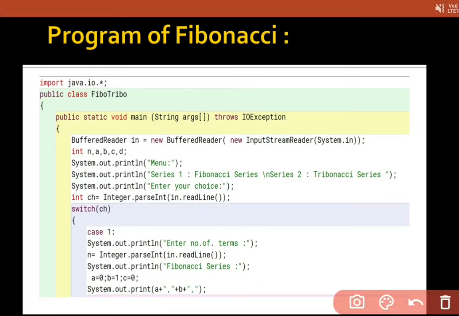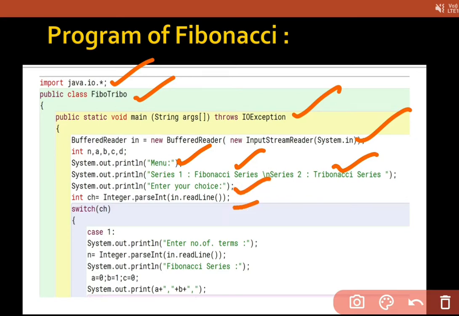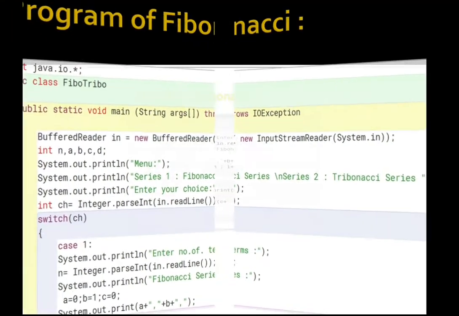The same thing I am doing here, but because it is a user's choice, that's why I am doing it. Fibbo as well as Tribbo I am doing by using user's choice. Throw the exception, input stream reader, menu of first is Fibonacci series, second is Tribonacci series. User's choice. Here, number of terms I want from the user. Choice is already provided. If the number of terms is 5, I want to display the series 5 times. See what will happen.